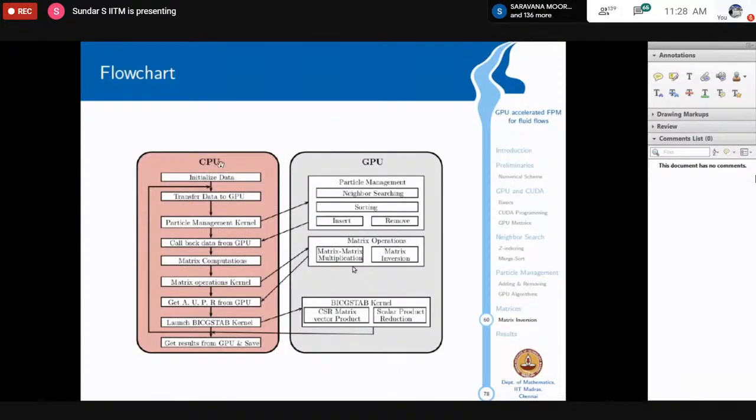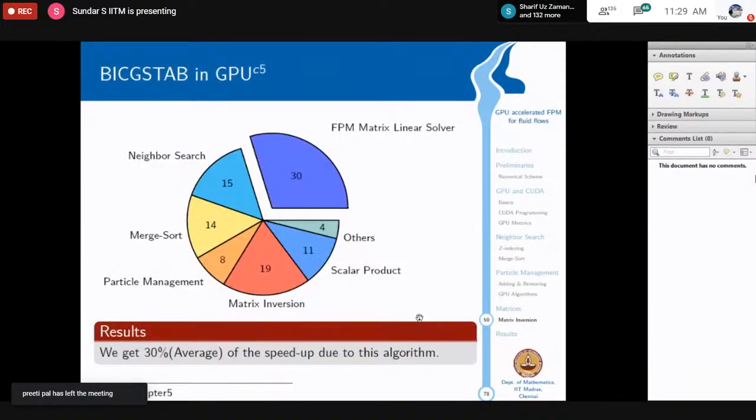So now I go back to the flow chart, which you remember what I told you earlier. The CPU and GPU. Particle management is done at GPU. Internal to the particle management, I have neighbor search, I have sorting, I have insert, I have remove. All put together, I am getting almost 29% speed up. Then I have matrix operations, matrix multiplication, matrix inversion. Then I have BiCG step kernel for linear solver, CSR format, compact storage, and the scalar product reduction.